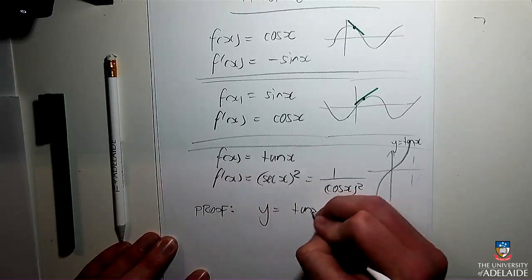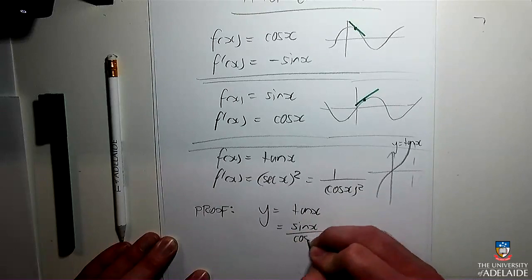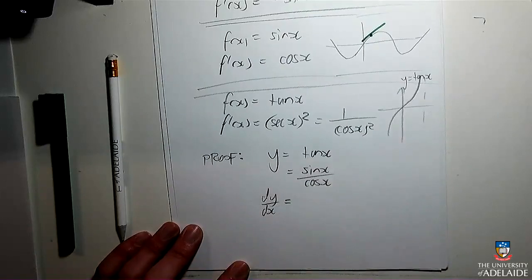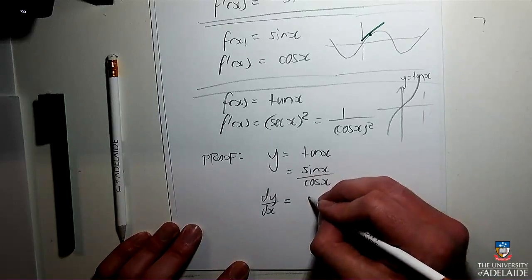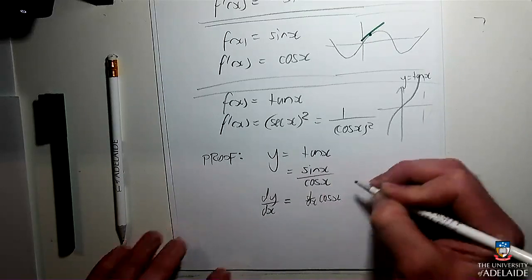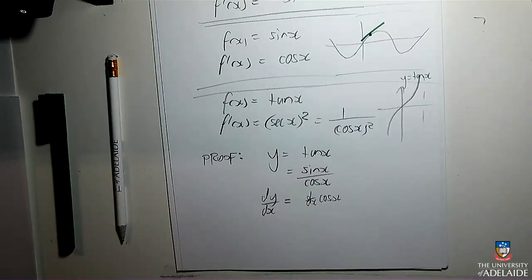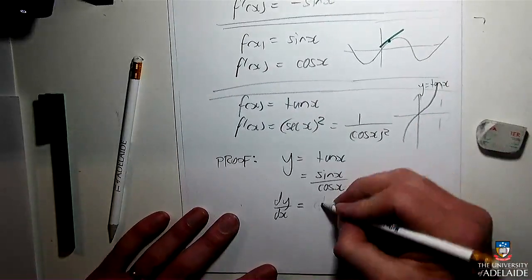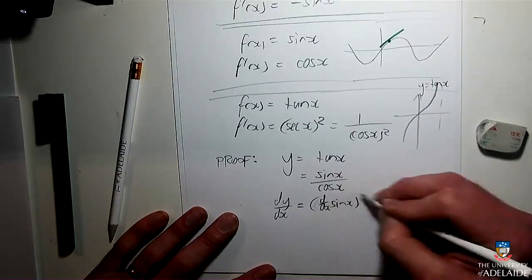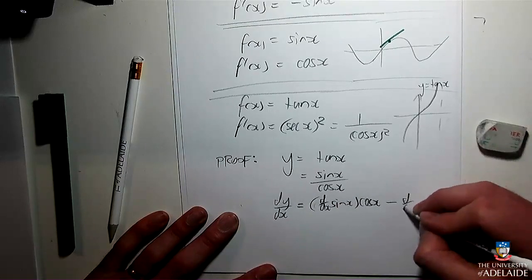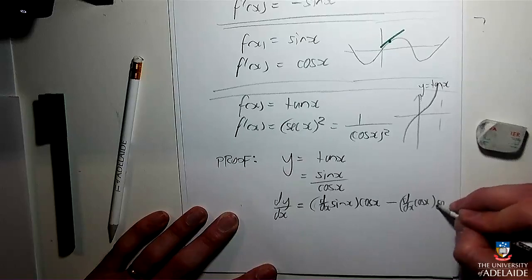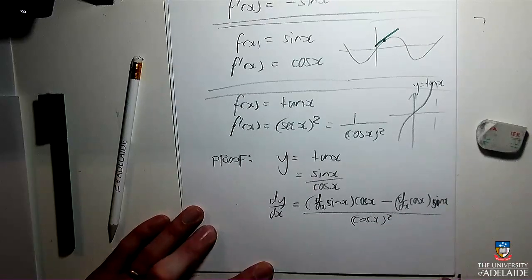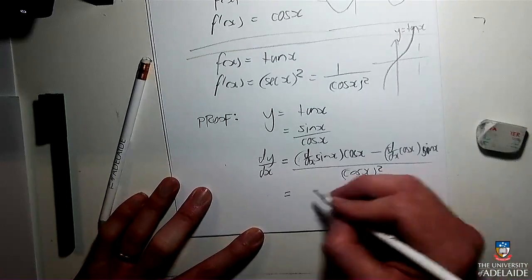If y equals tan x, then that's the same as sin x divided by cos x. And so dy/dx I could get from the quotient rule. I could differentiate the bottom and keep the top. No, wrong way around. You always start with the derivative of the top. I could differentiate the top and keep the bottom. And I could differentiate the bottom and keep the top and divide by the bottom squared. That's the quotient rule. And so the derivative of sine is cos.